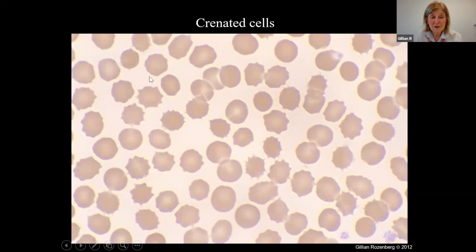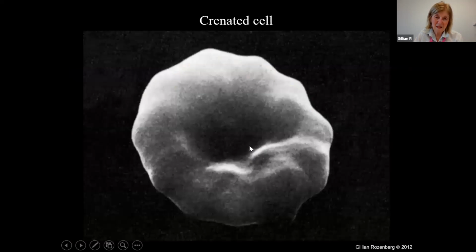So crenated cells, when you see them, do not report them. They are an artifact. And if you've got lots of crenated cells, perhaps you need to look at the age of the sample when it was collected. You may find that it was collected the day before. Do not report on it. And here's a crenated cell.